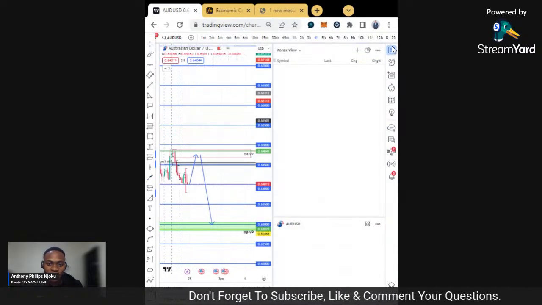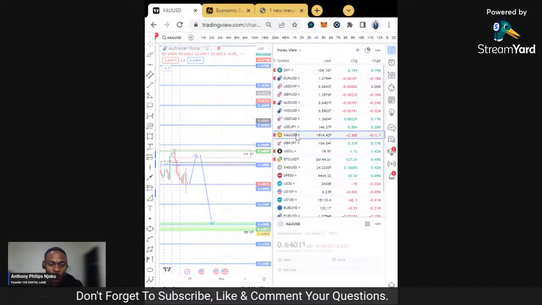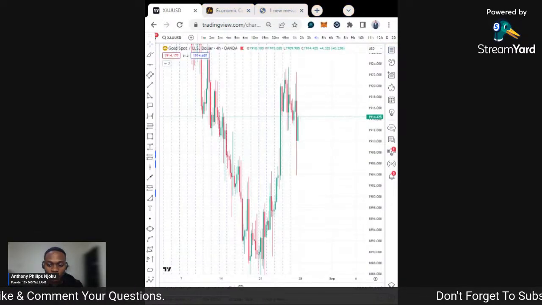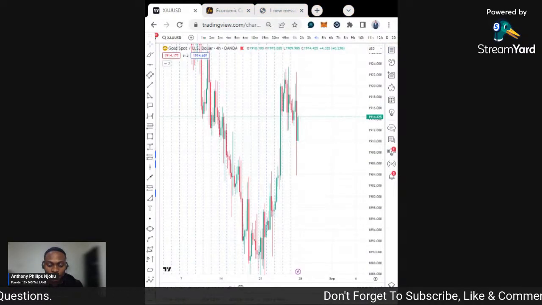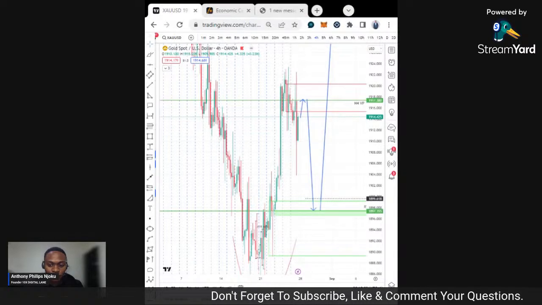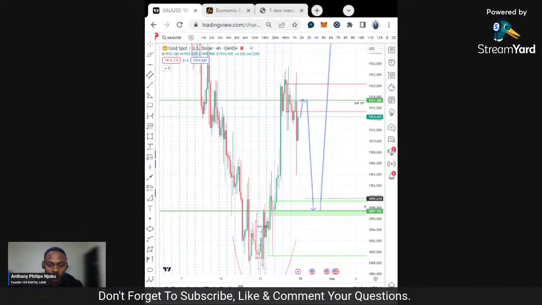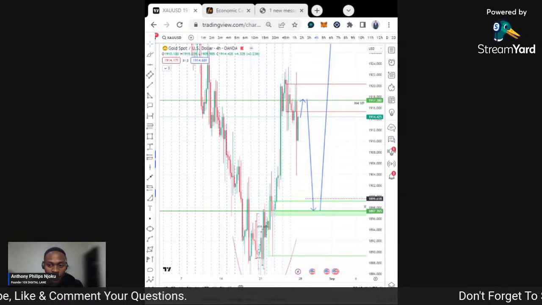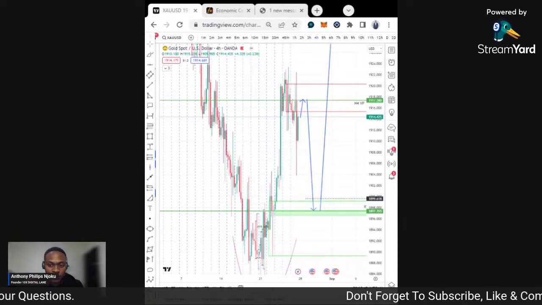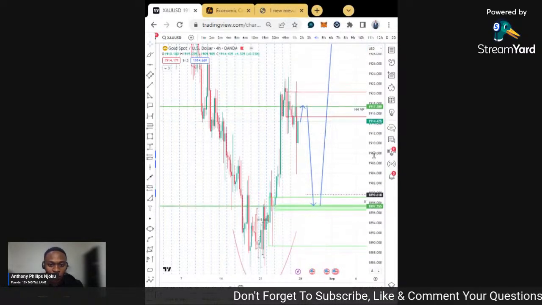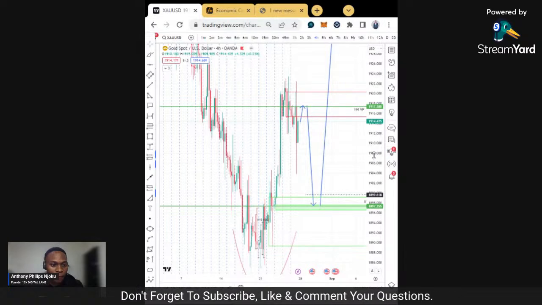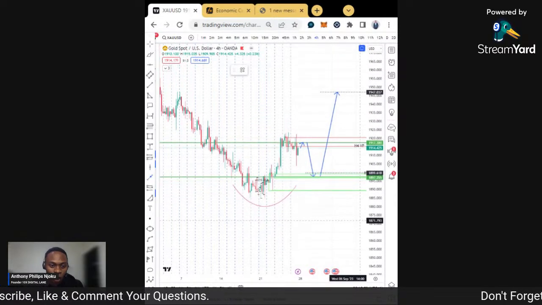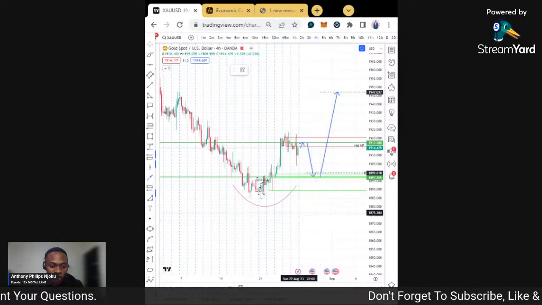Okay, the next on our list is gold. God's money, gold. Okay. So for gold, which is God's money, we see some kind of bullish structure for gold.